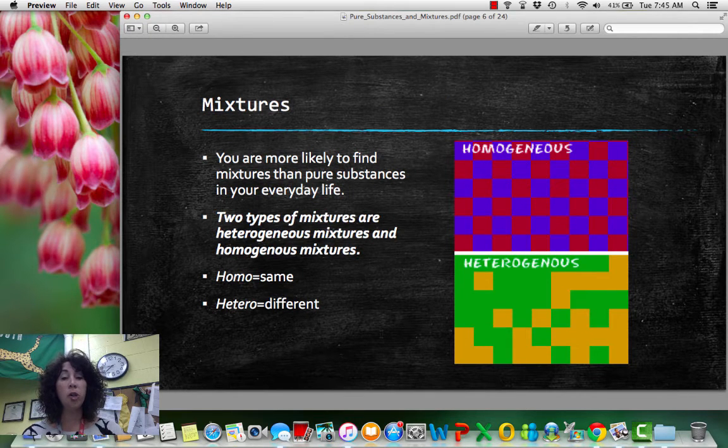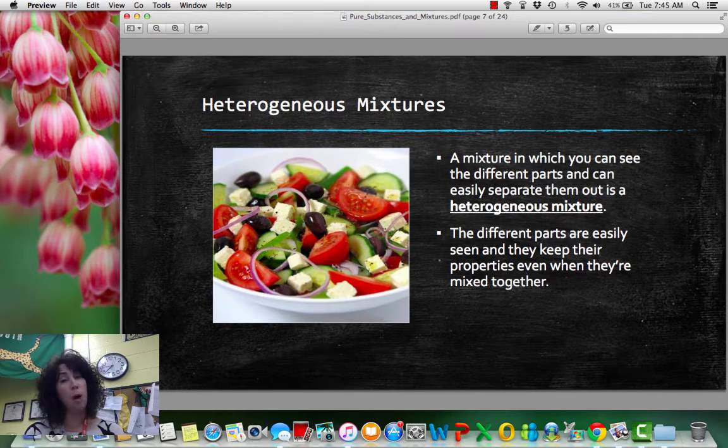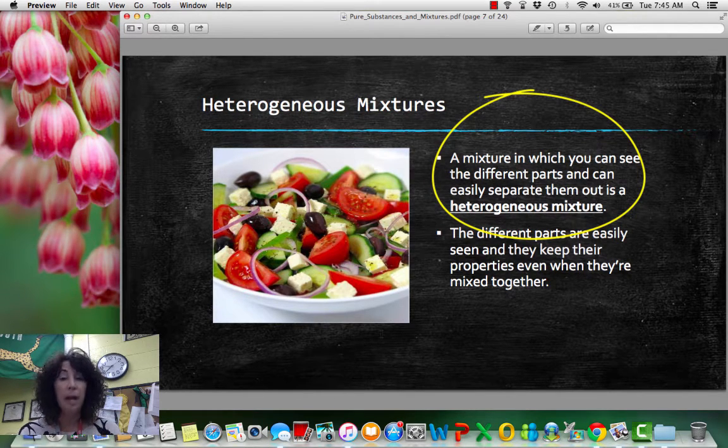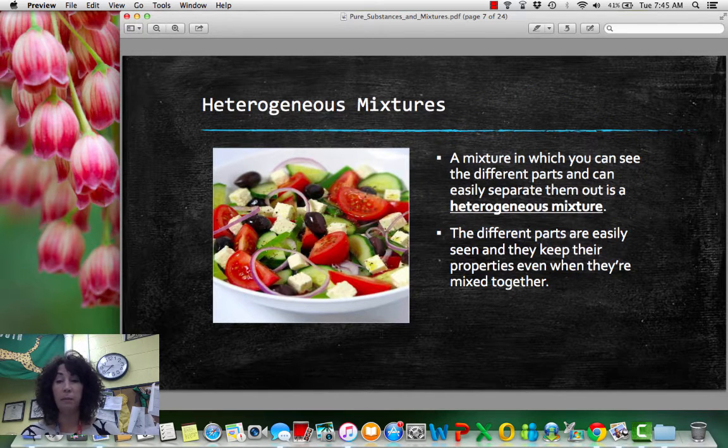So let's move on to mixtures. You are more likely to have a lot of mixtures around you rather than pure substances. Again, there are two types of mixtures. There are homogeneous, and we know the prefix homo means the same, and there are heterogeneous, where the prefix hetero means different. And those help us describe the different types of mixtures. For instance, a heterogeneous mixture is when you can see the different parts that make it up. And you can look at this salad. You can easily see the different parts of that salad that are there. And then because of that, it's pretty easy to separate.